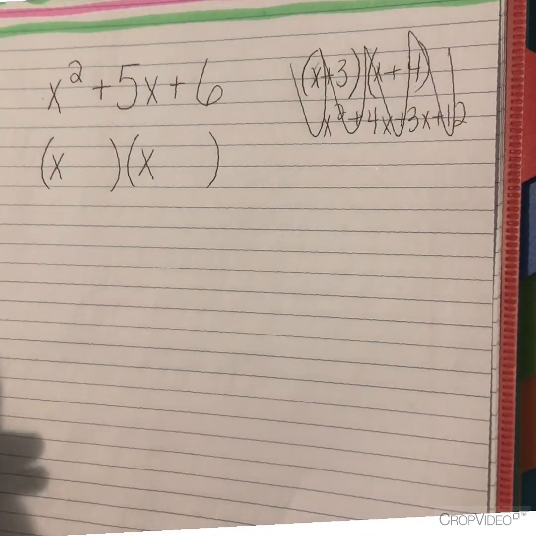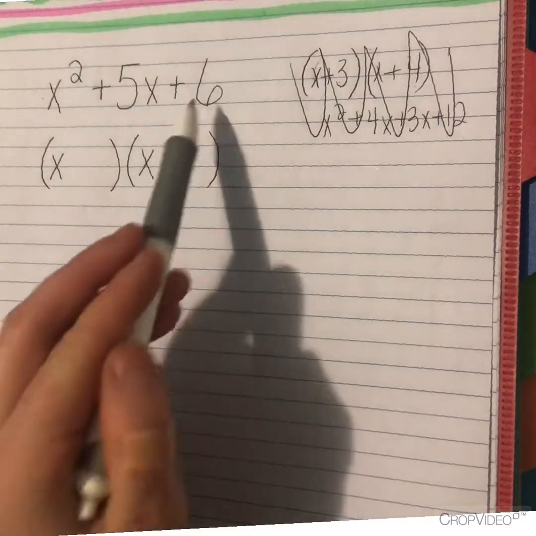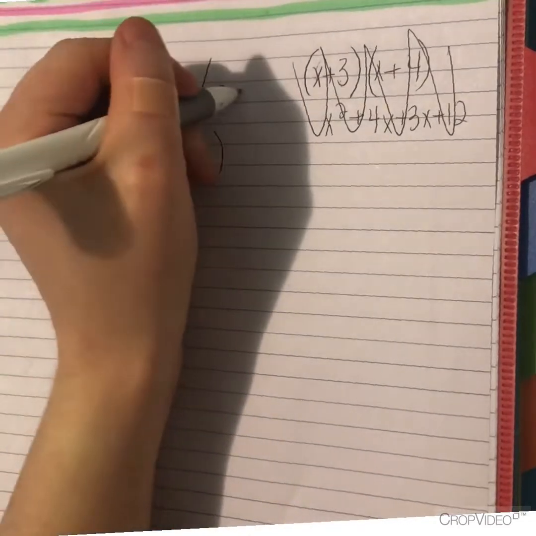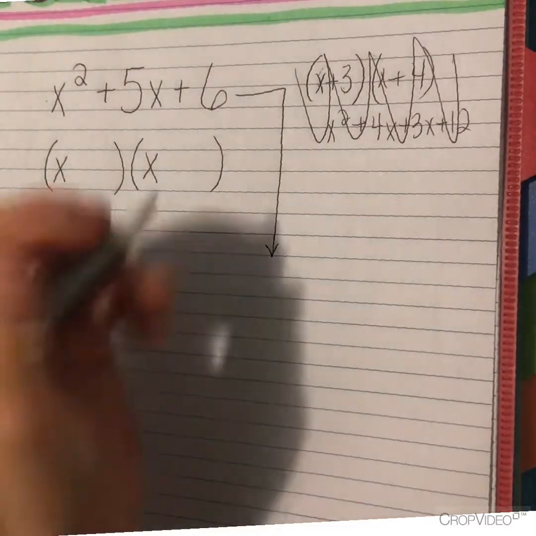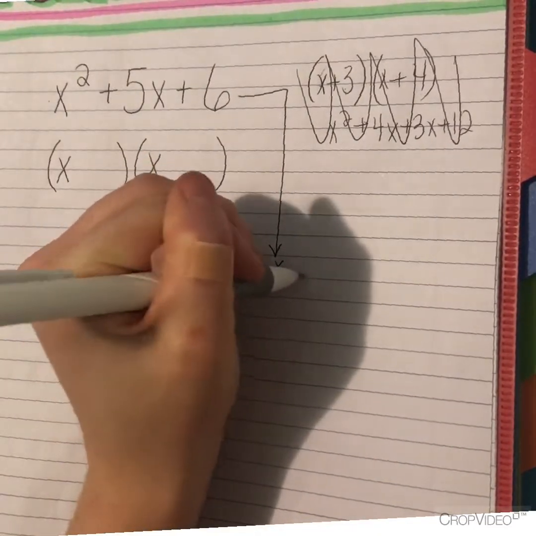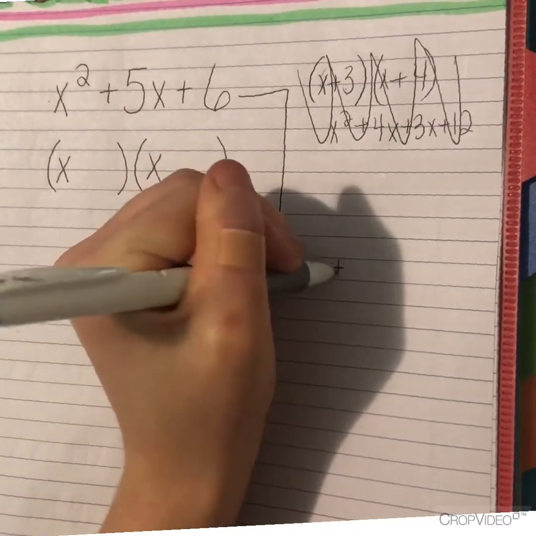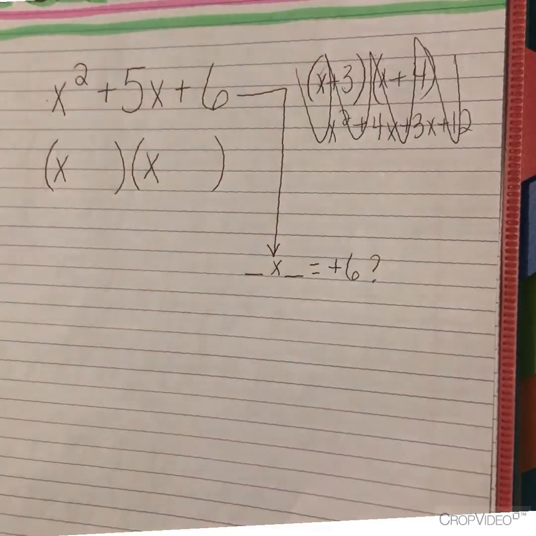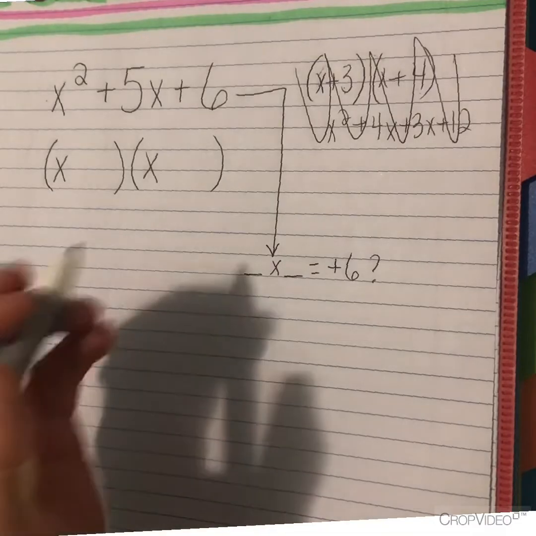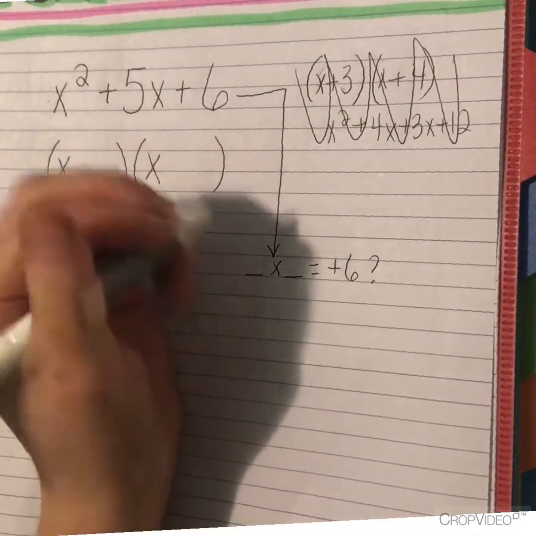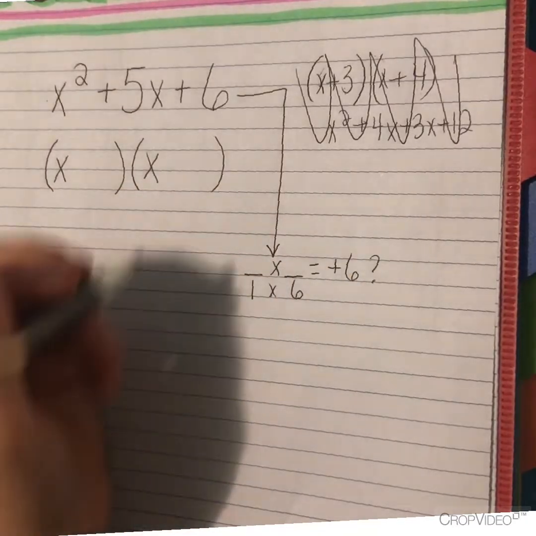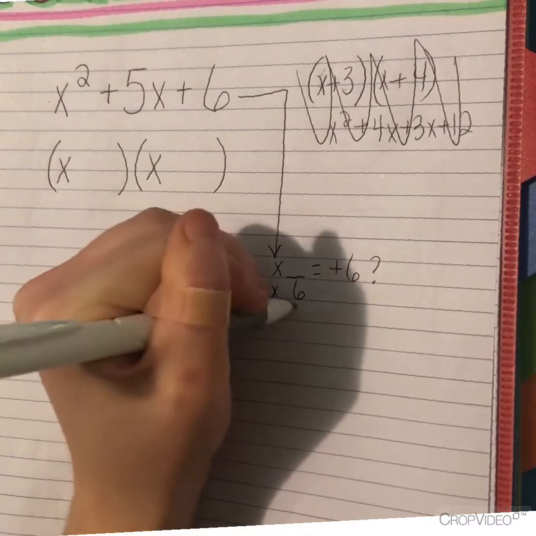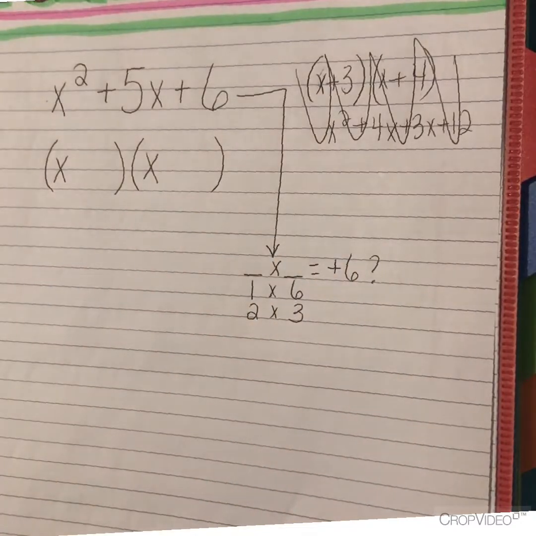So the next step is to look at this number. We're just going to look purely at the 6. And we're going to think, what times what can give us that positive 6? And then we just write down everything that we can think of. So in this case, I can think of 1 times 6. I can think of 2 times 3. And that is all. Those are the only multiples of 6.